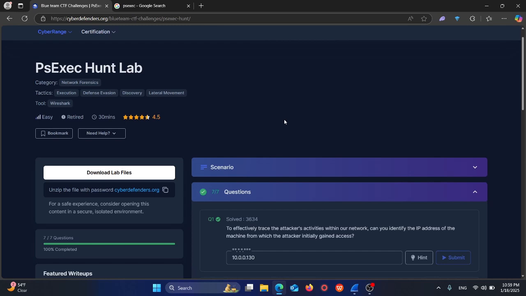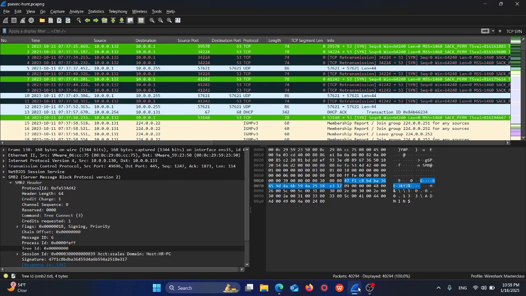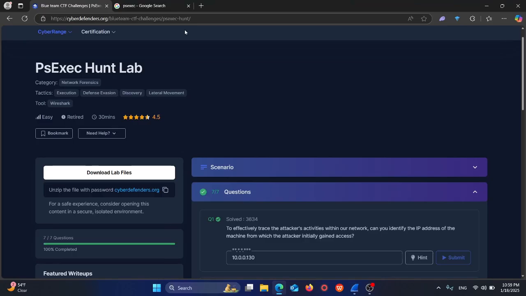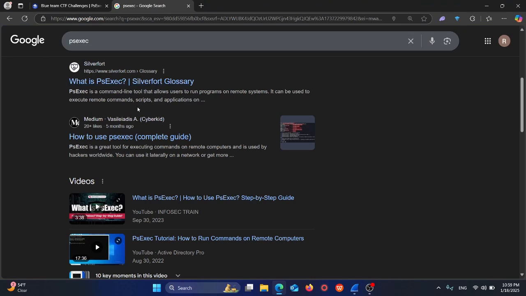After you download the files, here we have the password, and it will have the pcap file. Just for your understanding, for those who don't know, PSExec is basically a command line tool that allows users to run programs on a remote system. It can be used by you, and at the same time it can also be abused by attackers if they were successful in compromising you.